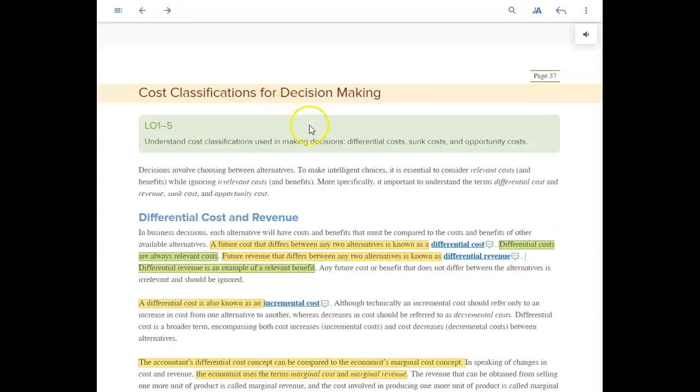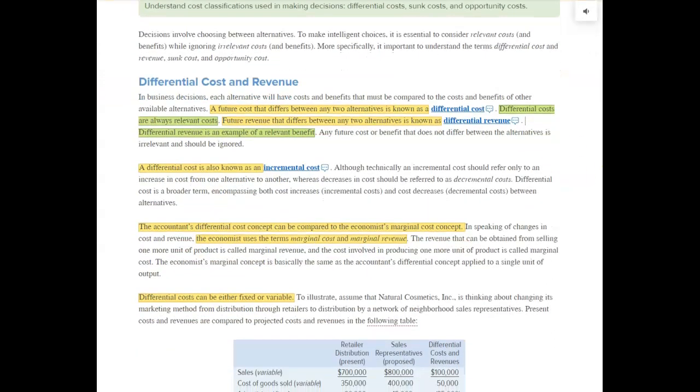Okay, next page. Differential cost and revenue. We'll touch on it here with these definitions, but we'll cover it more closely in a later chapter. The thing you need to know in this chapter at this point is that a differential cost is just a cost that in total differs between any two alternatives. So choosing one alternative or the other, this is a differential cost because the cost differs between the two alternatives.